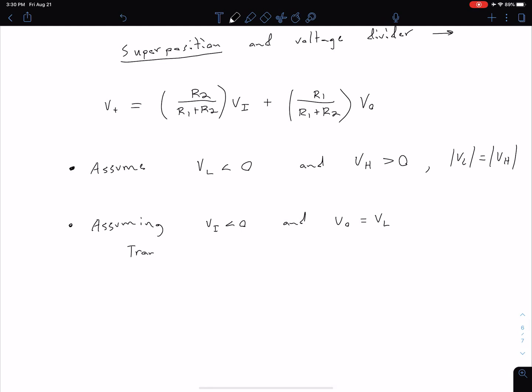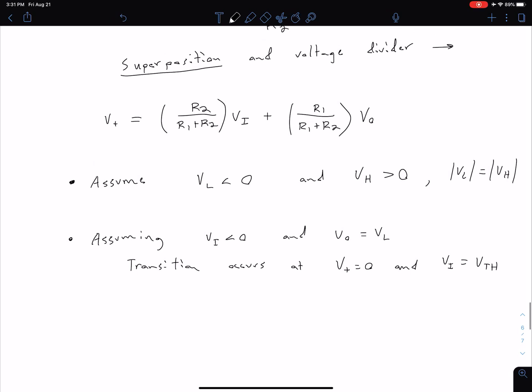So we know our transition occurs at V plus equals 0, and our VI at that transition point, we're again going to call our VTH. Be careful not to confuse that with our threshold voltage or our Thevenin voltage. Hopefully, based on the context, it should be clear. But this is our high threshold, the same as we talked about for our inverting configuration.